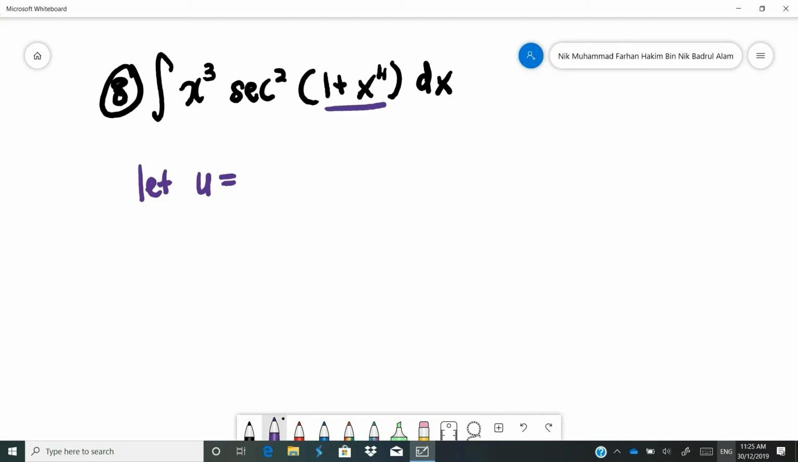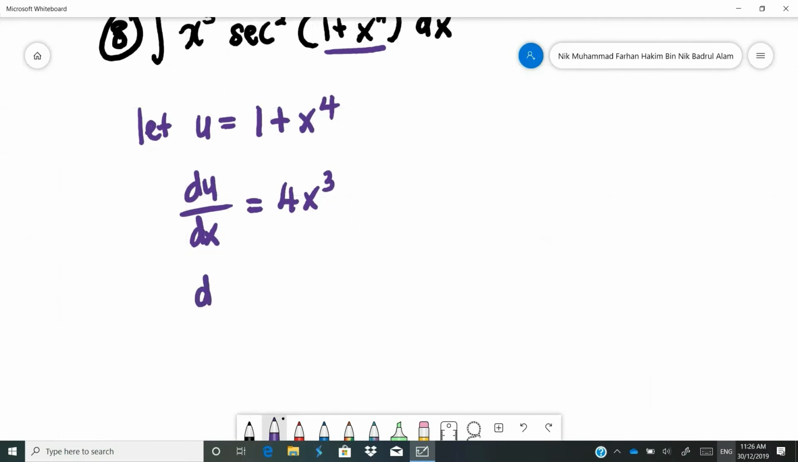Why? Because when you differentiate that one, you get 4x to the power of 3. X to the power of 3 can be cancelled with this x to the power of 3. So you let u equal to x to the power of 4. So now du over dx will become 4x to the power of 3, and then we have dx as the subject.